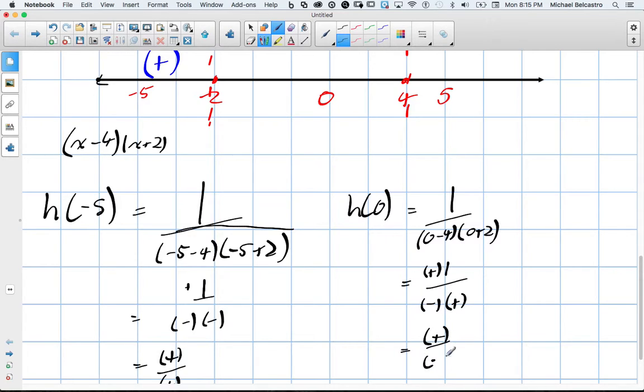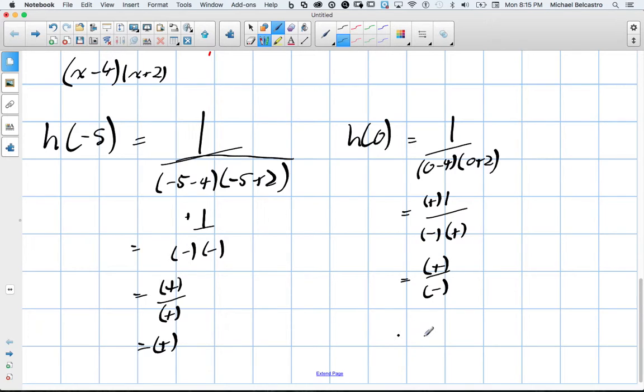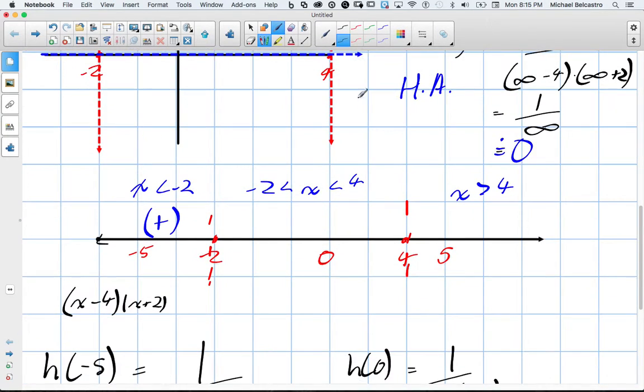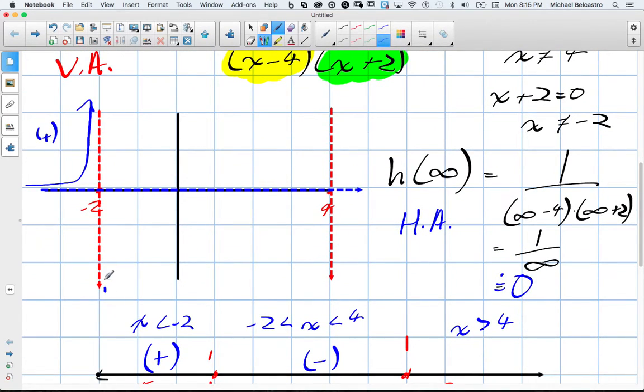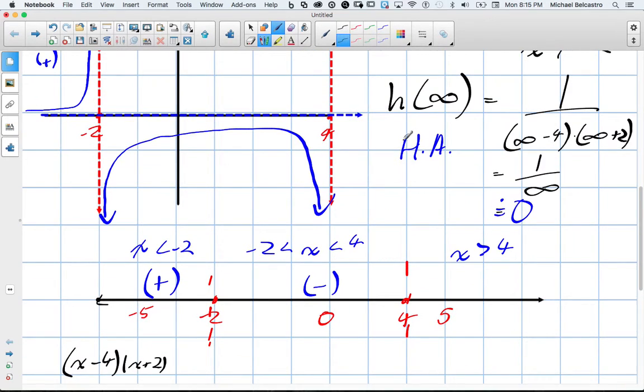Negative times positive is a negative. Positive divided by negative is a negative. So our answer is going to be negative here. So that means it's coming up, it does something, and then it's coming back down, never really crossing that horizontal asymptote. Okay, and then finally, we can probably estimate, but we might as well do it just to make sure.